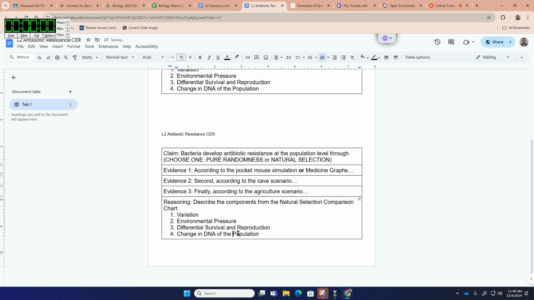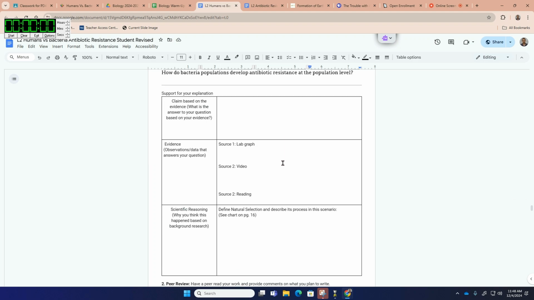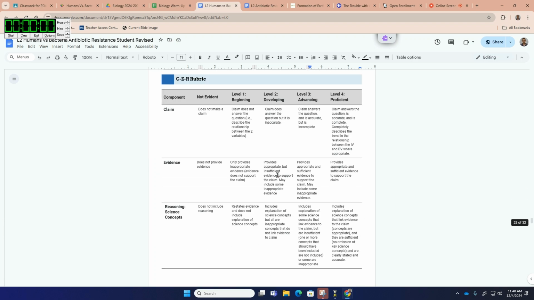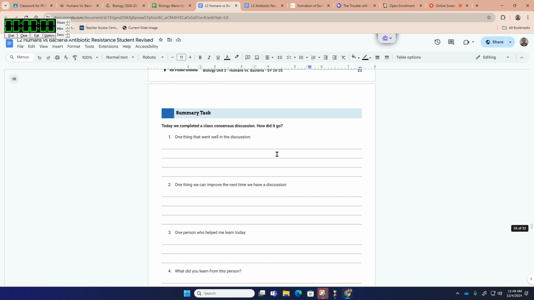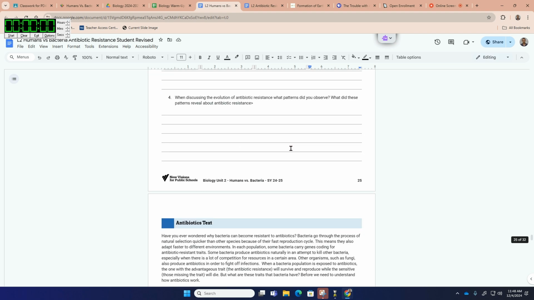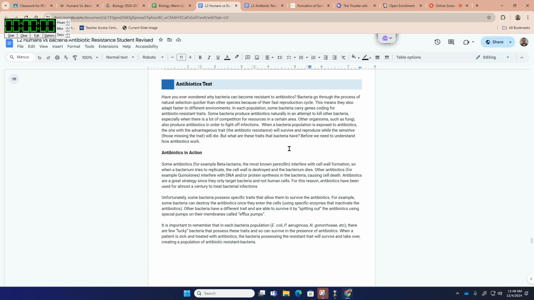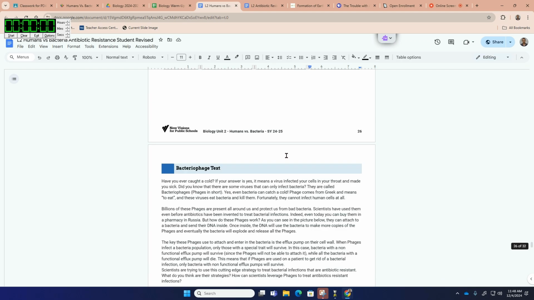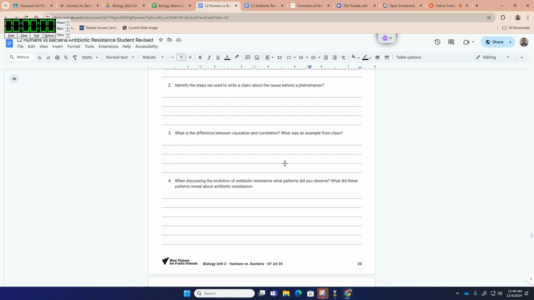Once you're finished with that, you'll find in your document a rubric. So this is just self-assessment. Do you think you have everything that you need? And then just a summary of some key ideas. Eventually, you'll get to the antibiotics text, and that's where you can stop. That's effectively the end of this particular lesson.